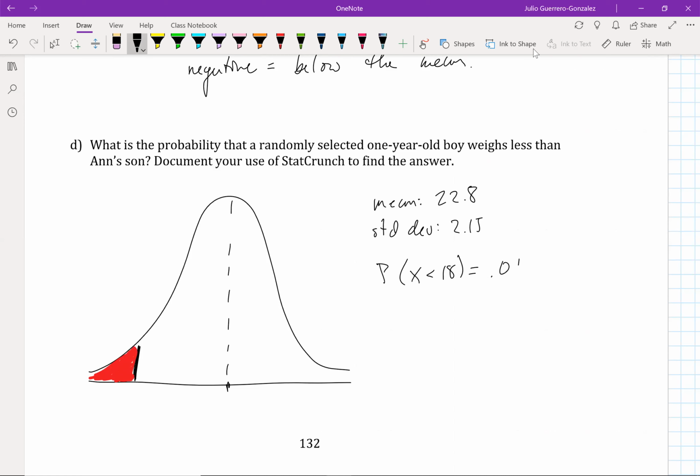You should get 0.013, which is 1.3%. Got it? For the most part? Mm-hmm. Awesome.